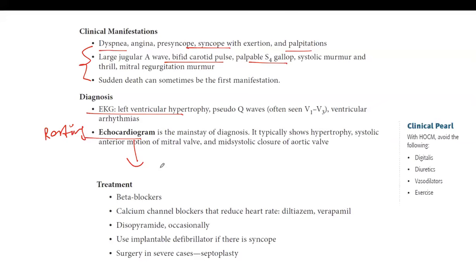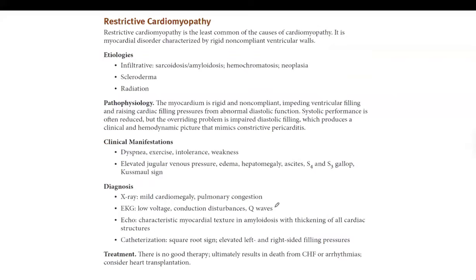If there is a strong suspicion that this could be HOCM, then even if the resting echo is normal, you have to do a stress echocardiogram. And that is what comes in exam sometimes. Okay? Now, a stress echo usually will be able to confirm the diagnosis. Once it is diagnosed, the treatment is the same as if you are treating a diastolic heart failure, which will be beta blocker, calcium channel blocker. Okay?